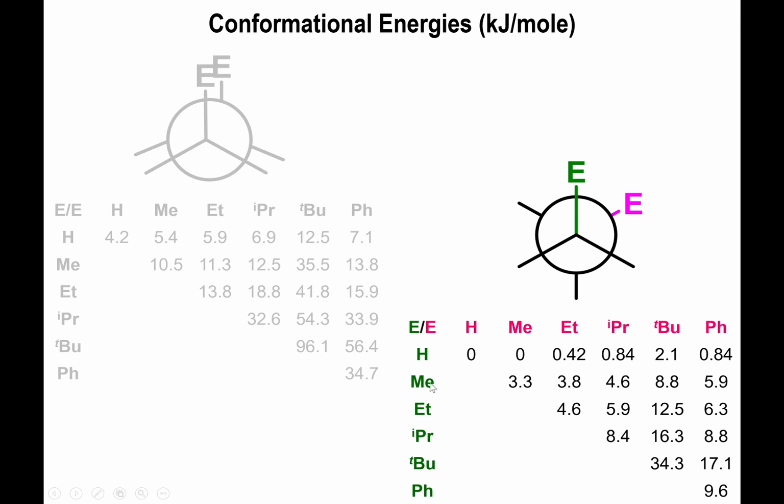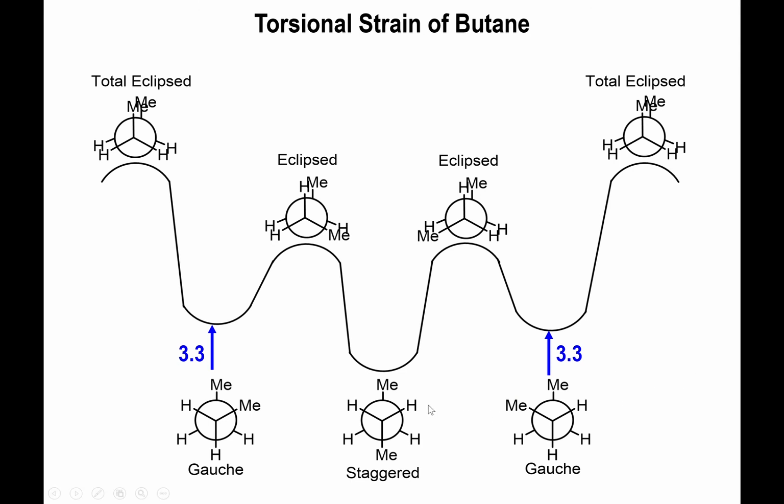We have a few things that can happen. We could have methyl and hydrogen, which is basically close to no energy cost in the gauche conformation. Hydrogen and hydrogen is also not worth any energy penalty whatsoever. But when you have methyl next to methyl, as is the case right here, this costs about 3.3 kilojoules worth of energy. So what this means is that going from the staggered to the gauche conformations, the energy is going to go up by 3.3 kilojoules per mole.